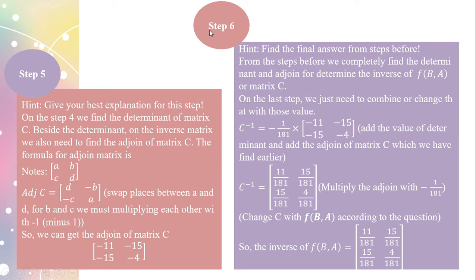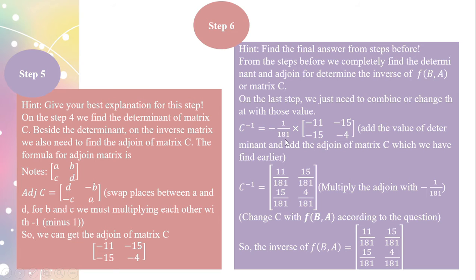The last step, or step 6, we need to find the final answer from the steps before. From the steps before, we have found the determinant and adjoint to determine the inverse of F in bracket B, A, or matrix C. On the last step, we just need to substitute those values. So inverse of matrix C is equal to minus 1 over 181 multiplying by adjoint matrix C, minus 11, minus 15, minus 15, and minus 4.